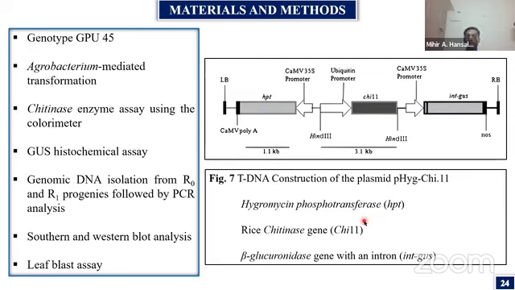Here, the plasmid pHyg-Chi11 was used. This plasmid contained the rice chitinase gene, the hygromycin phosphotransferase gene as the selection marker, and the GUS gene as the reporter. Also, GUS assay, PCR analysis, Southern blot, and Western blot were done to check the integration and expression of the gene.